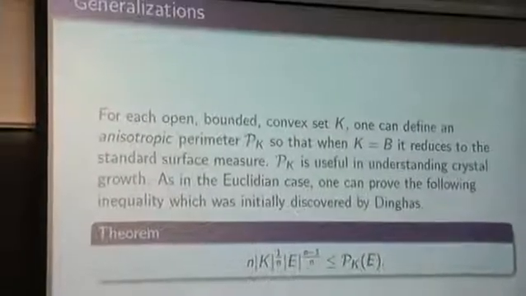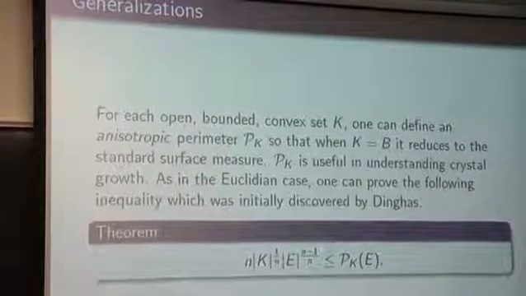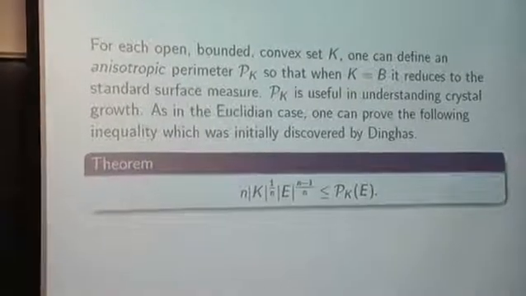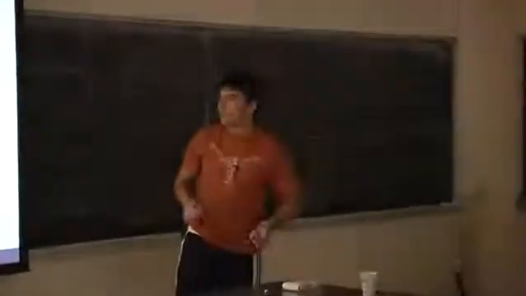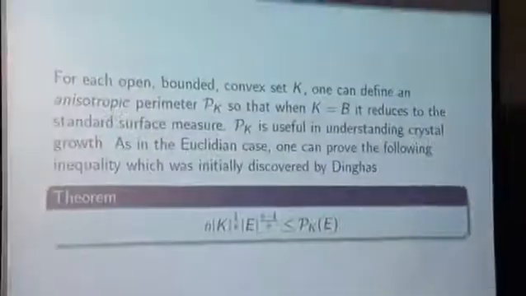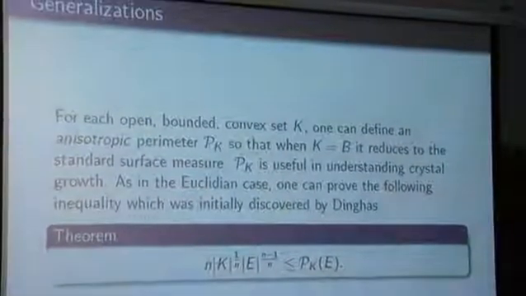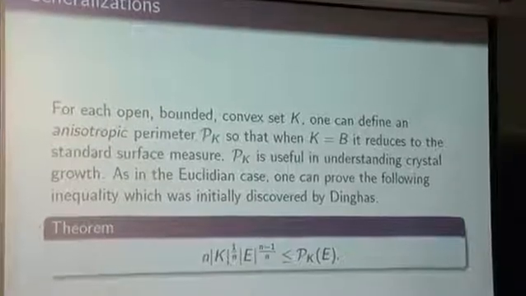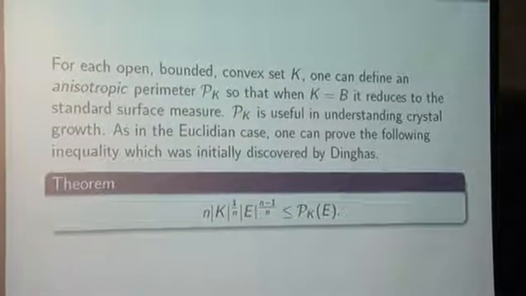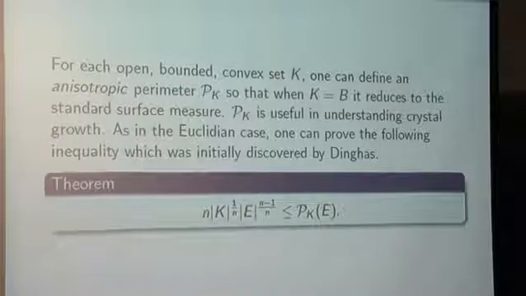Now, what are generalizations to this? The way we defined the perimeter was just, you take the set and then you take the surface measure of the set, right? That's the way we define perimeter. It turns out that this is not a good enough definition of perimeter from, let's say, the point of view of crystallography. So the perimeter we used was the isotropic perimeter. There is this thing called the anisotropic perimeter, which I will denote as PK. I can write down the formula, but it's kind of complicated, and I don't really want to define these things at this point.